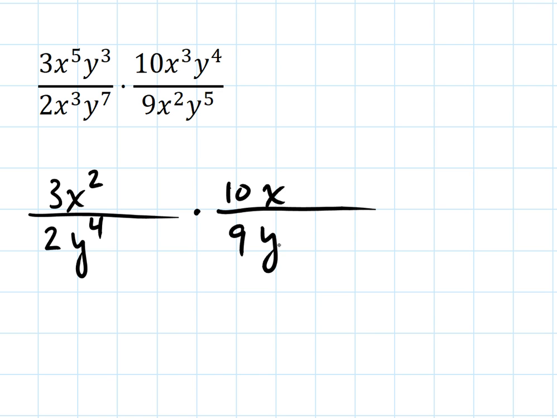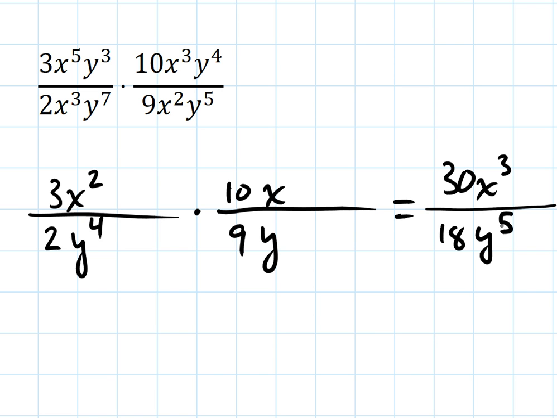Now, if I write these all together as a product, to multiply 2 fractions, we're multiplying the numerators to get the numerator, and we're multiplying the denominators to get the denominator. And when I do this, I get 30x cubed over 18y to the fifth.